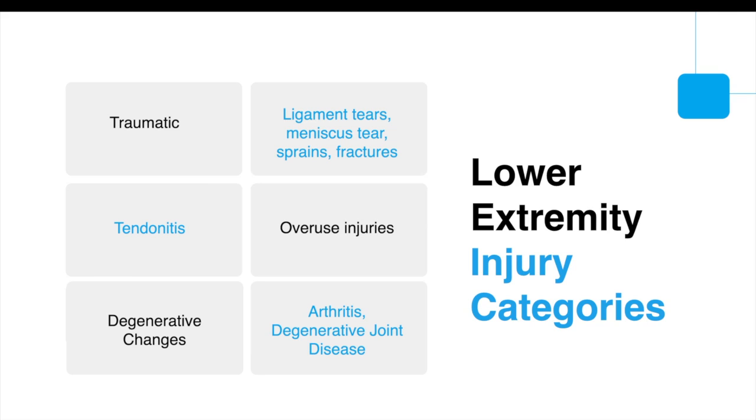Lower extremity dysfunctions can be generally broken down into three categories: traumatic injuries, tendonitis/overuse, and degenerative changes. Traumatic injuries include ligament tears, meniscus tears, sprains, and fractures, among other things that usually happen with a sudden quick movement and subsequent injury. Tendonitis and overuse injuries happen from repetitive motions that overwork certain muscle groups.